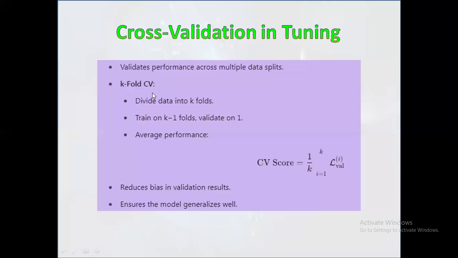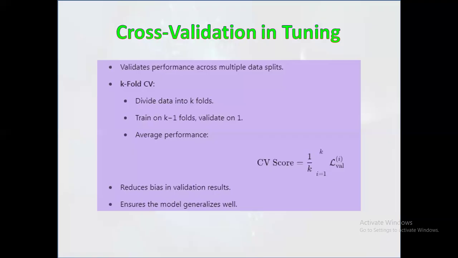In this case, in this equation we divide the data into k folds, train on k minus 1 folds, and validate on 1. The average performance, the cross validation score, is given by 1 by k, summation i equals 1 to k, of the loss value of i. So this equation gives the average validation loss, the summation divided by k, so we are calling it the average. This gives the average validation loss across all folds, providing a robust estimate of model performance, and it reduces the bias in validation result.